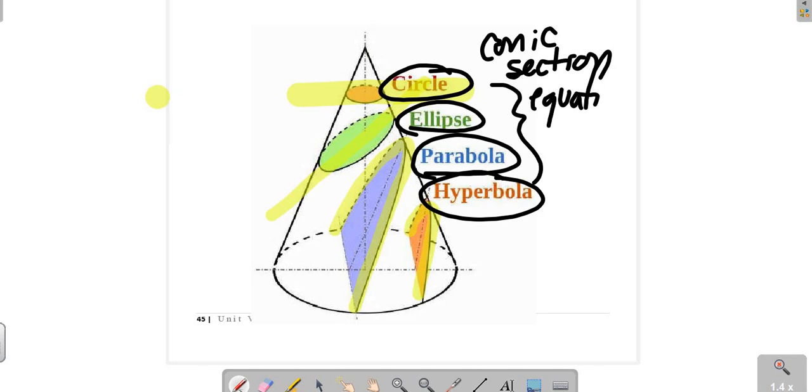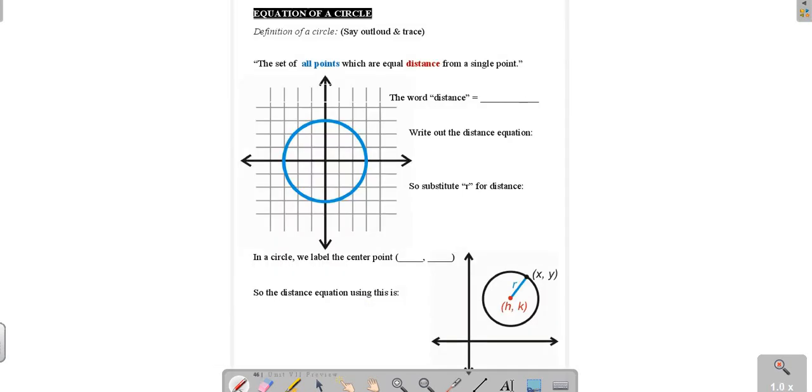Don't panic. You're not learning all 4 of these. We're only doing the circle. You'll encounter the other 3 in Algebra 2. The circle is by far the easiest.